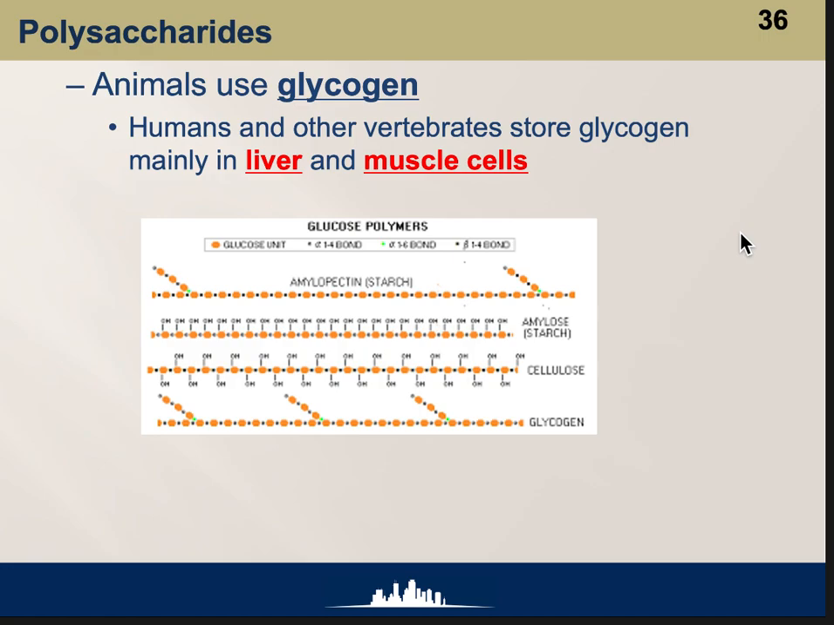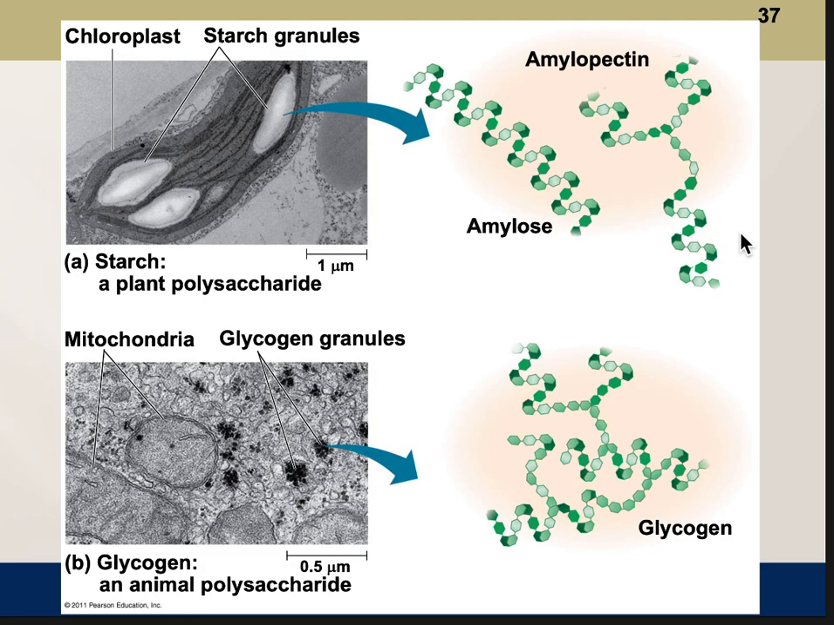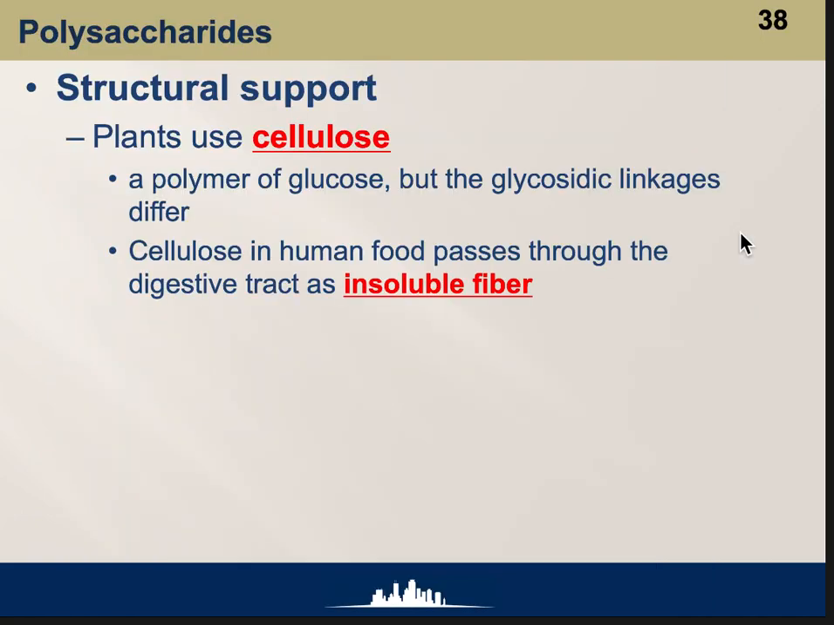And animals are going to be using glycogen. We have glycogen, and this is how we're going to store it in the liver or muscle cells, is something called glycogen. So here's amylose and here's glycogen. Now again, we have these plant and animal polysaccharides. When we start talking about different polysaccharides, they do differ based on plants and animals. So when we talk about how to break them down in our body, that will depend on the enzymes.